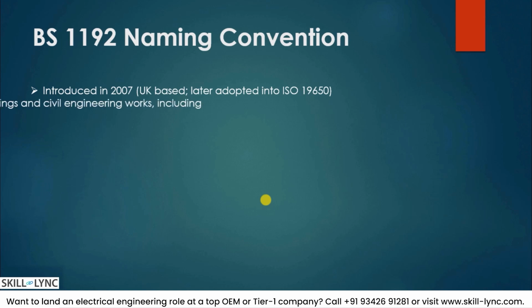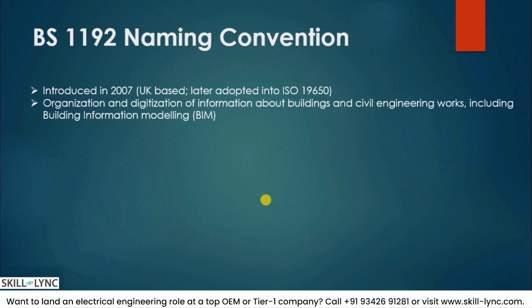BS 1192 typically focuses on organization and digitization of the information about buildings and civil engineering works, including building information modeling. So this pertains to the architectural ground, but the keyword here is that you organize the data and then digitize the data. You can leave out the second part, the building and civil engineering works. It's a standard derived for the architecture industry, but the purpose is to organize and digitize the information.